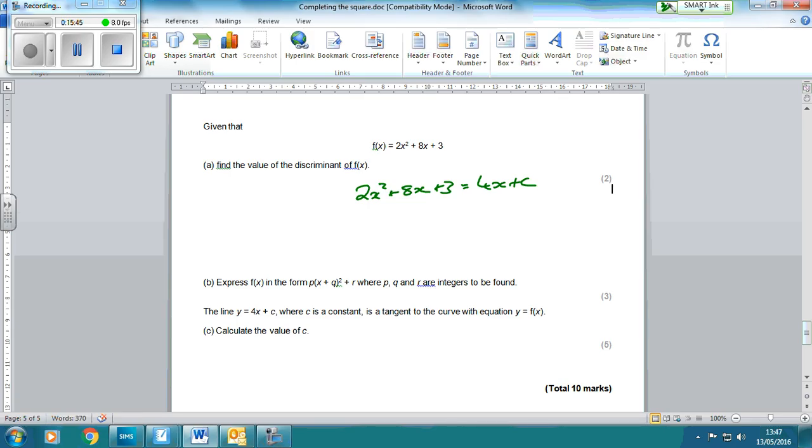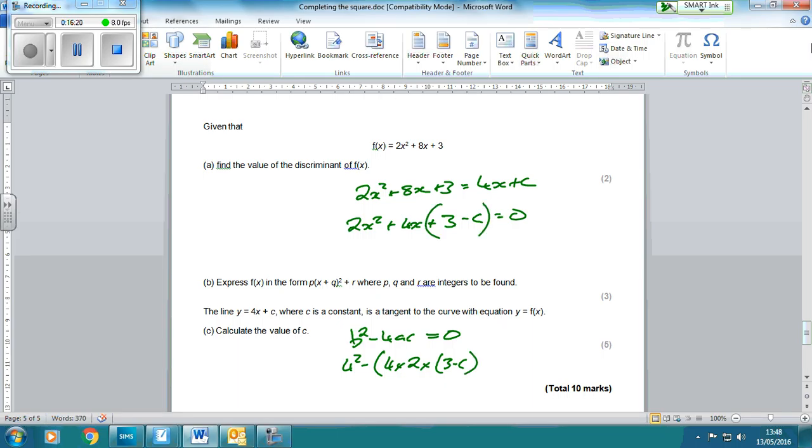Now we're going to get everything onto one side. So we've got 2x squared plus 4x plus 3 minus c equals 0. And now I know that because it's a tangent, it only touches the curve once. So therefore there's only going to be one solution. So I know that b squared minus 4ac will equal 0. In this case, b is going to be 4, so it's going to be 4 squared minus, brackets, 4 times 2 times c, which in this case is 3 minus c. If you've got more than one thing, put it in a bracket, and that will equal 0.